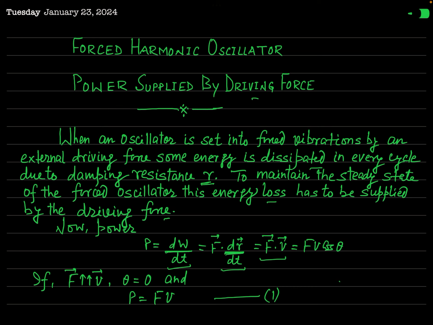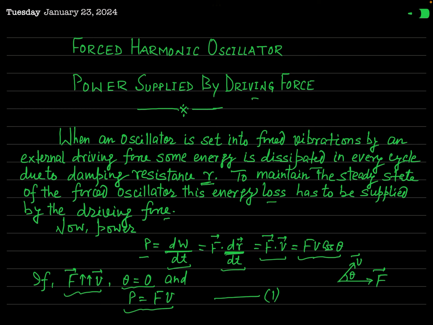Now if you consider that the angle between the driving force F and the velocity v of our oscillator is in general theta, then from the definition of a scalar product you can write F dot v equal to F v cos theta, where F and v are the magnitudes of the driving force and the velocity of the oscillator. But if we consider that this force is in the direction of the velocity, meaning F is parallel to v, then the angle theta between those two vectors will be simply zero. And if theta is zero, what will be this P? This will be F v cos 0, but cos 0 is one, so this power will be simply equal to F times v.